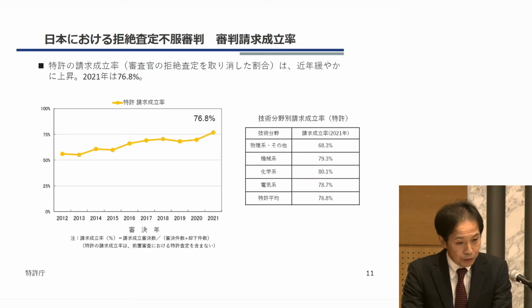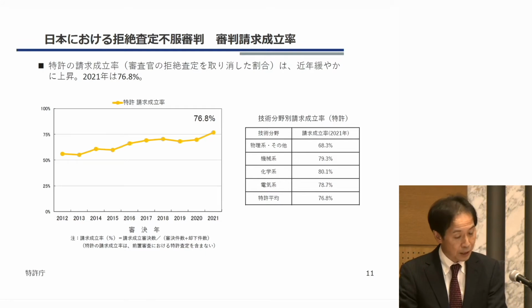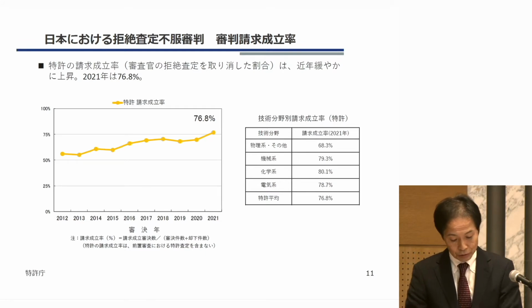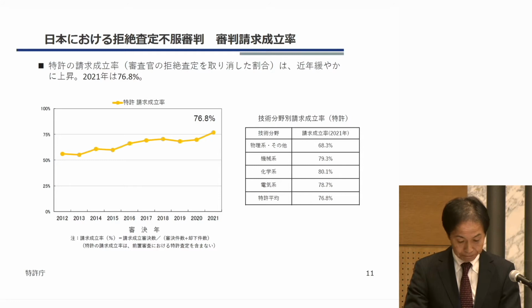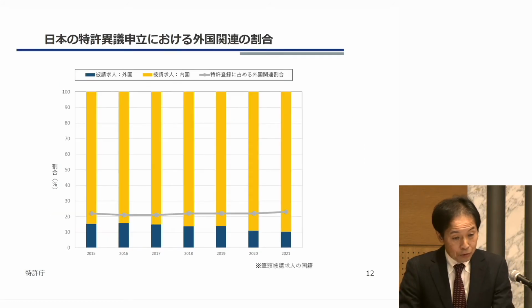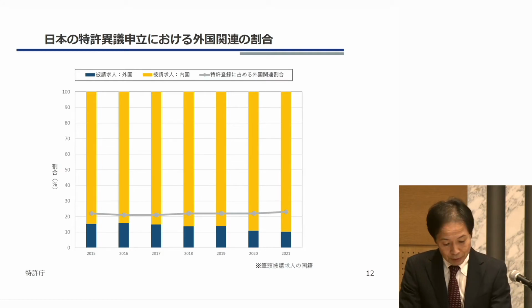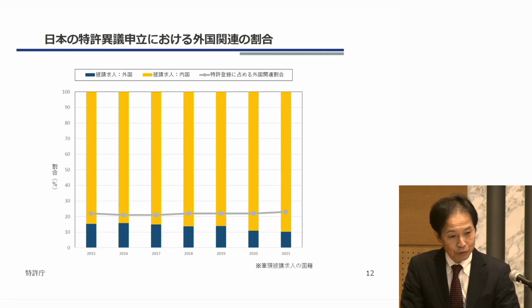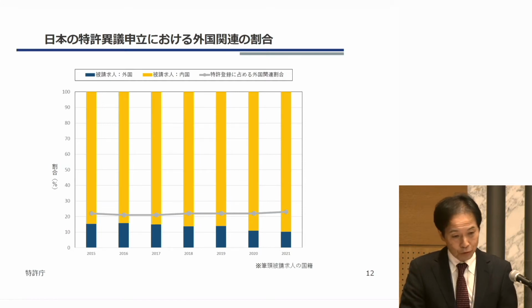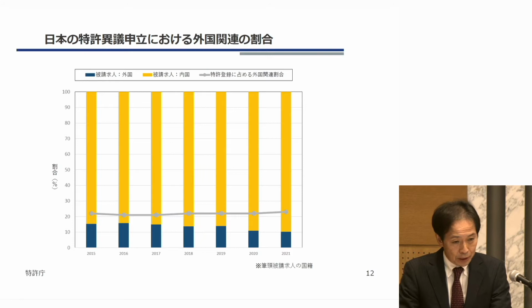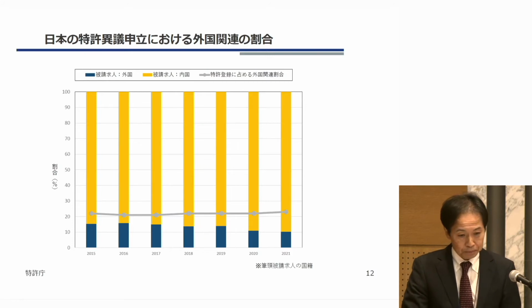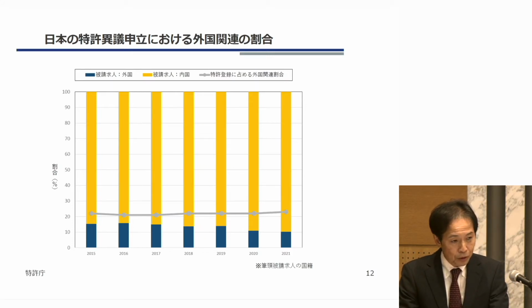So if you have a look here at the number of successful appeals, the number of successful cases is increasing up to 76.8%. This is an interesting slide that shows the details by nationality, that perhaps non-Japanese patents are rejected in a high proportion of Japanese patents, but actually this is not the case.